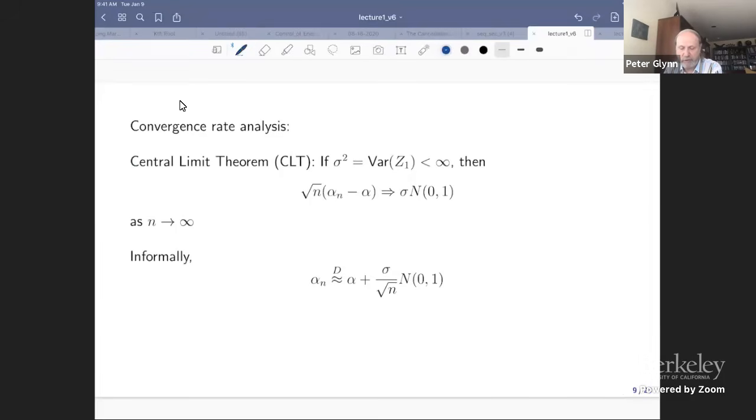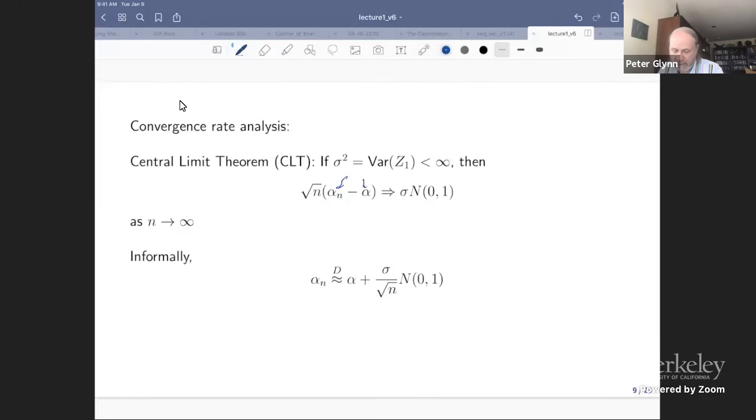The more interesting question is how fast does it converge? And that's a question that's answered from the central limit theorem. So the central limit theorem, of course, asserts that if we have random variables with finite variance, and we scale the difference between the estimator of interest and the quantity we're trying to compute by square root of n, then that scaled difference converges to a normal random variable with mean 0 and variance sigma squared. So that's a statement of the standard plain vanilla central limit theorem.